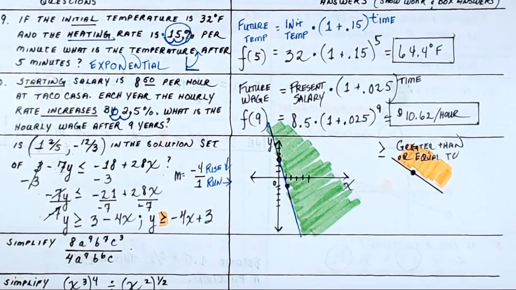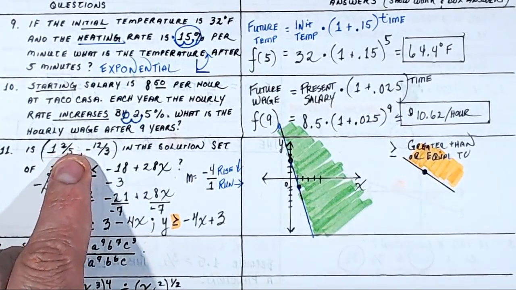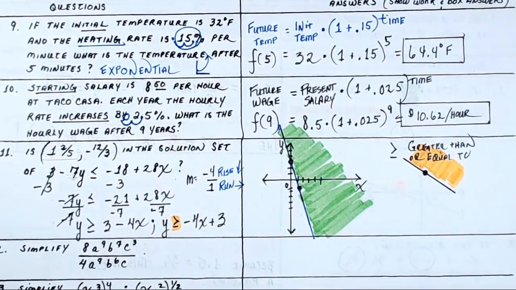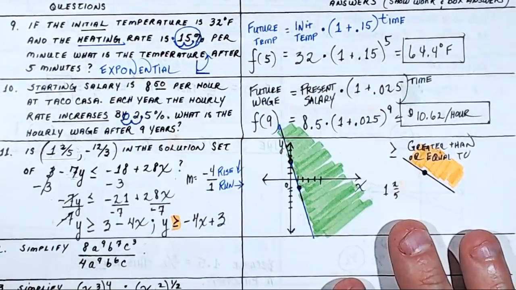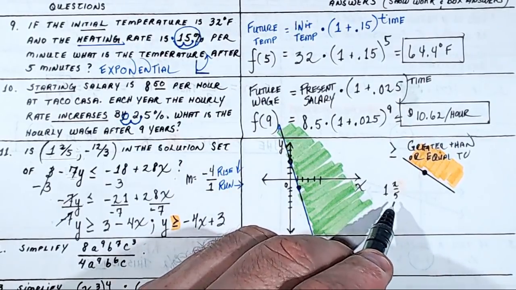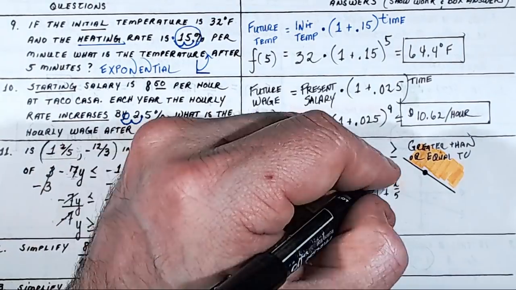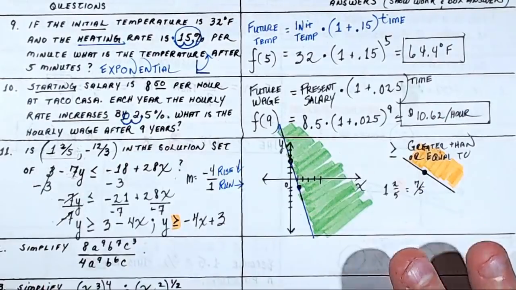Okay, so now we have to figure out if these coordinates are in the solution set. We got to convert 1 2/5 into a decimal. So if you don't know how to do that, first we need to convert 1 2/5 into an improper fraction. The way you convert it to an improper fraction, multiply the denominator by the whole number and add the numerator. So 5 times 1 is 5, plus 2 is 7. So this equals 7/5.